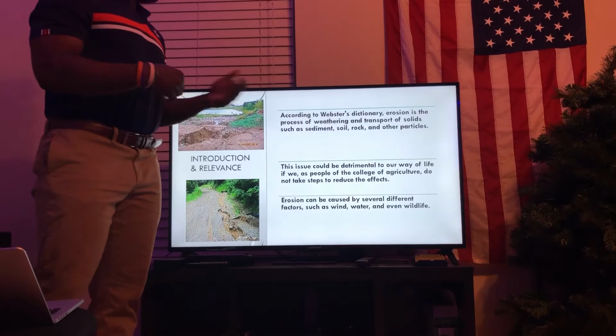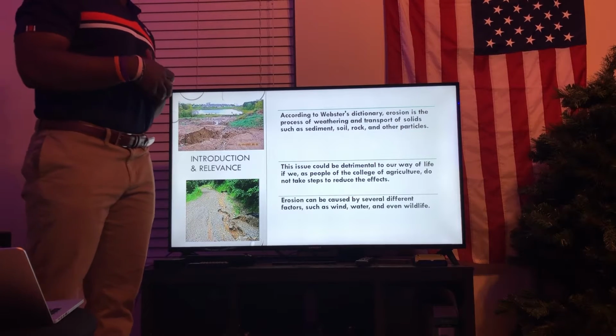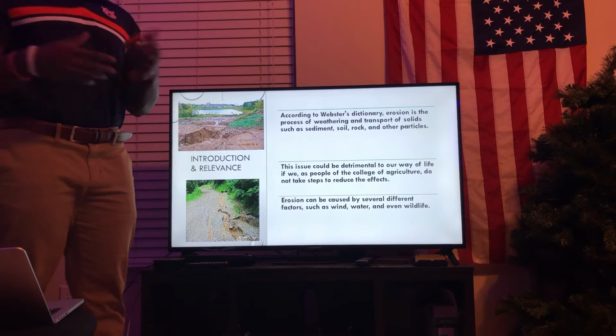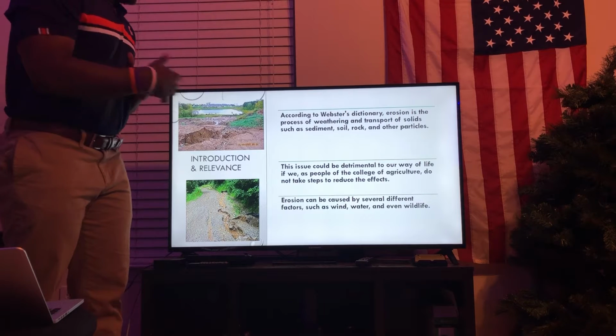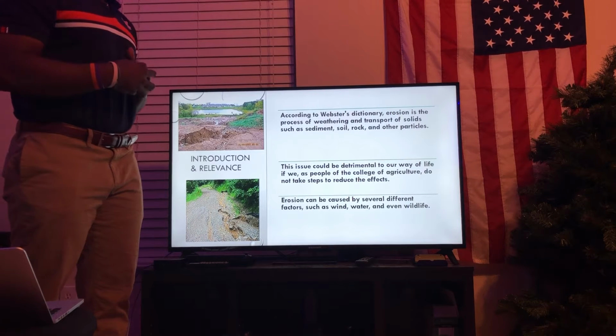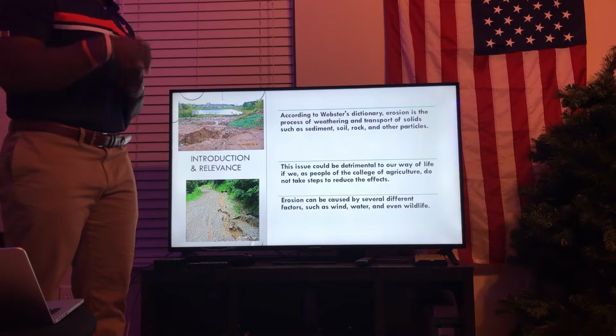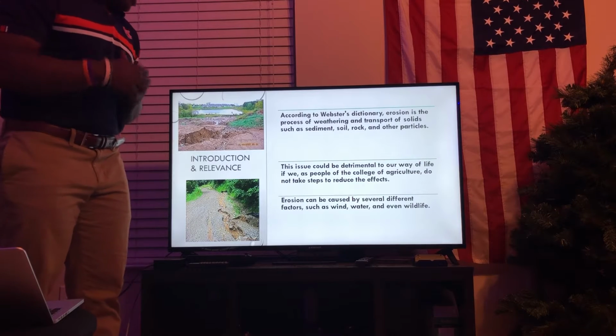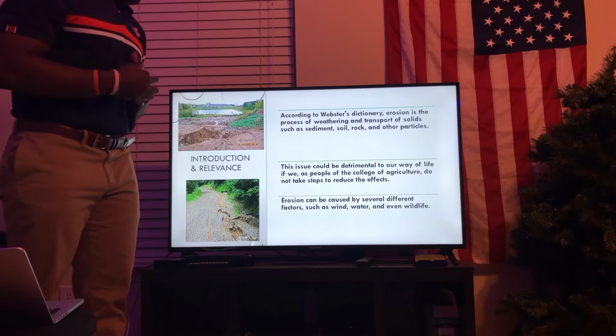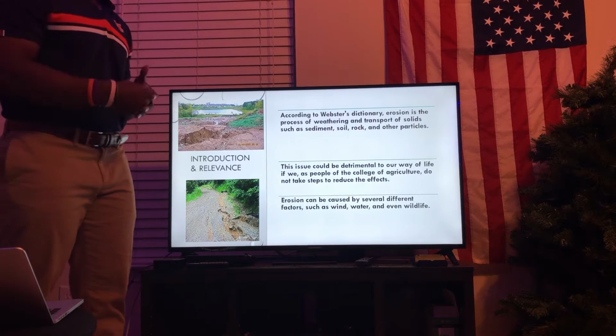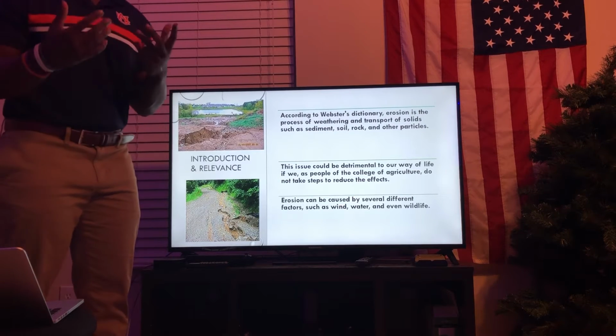According to Webster's Dictionary, erosion is the process of weathering and transport of solids such as sediment, soil, rocks, and others. This issue could be detrimental to our way of life, as we people of college agriculture should find ways to reduce this. Erosion can be caused by several different factors, such as wildlife, water, wind, ice, and other things like that.